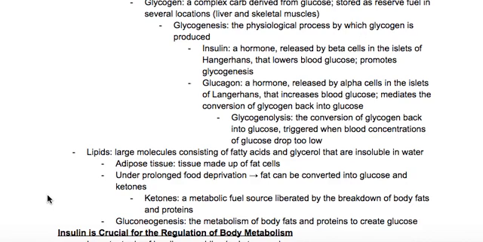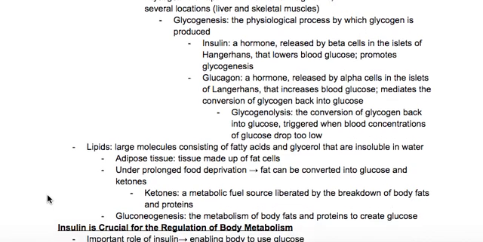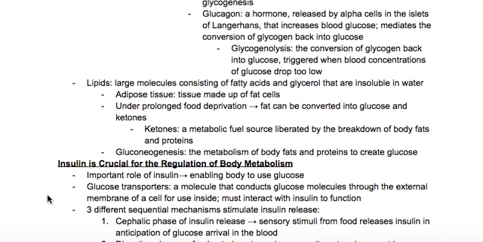Lipids are large molecules that consist of fatty acids and glycerol that are insoluble in water. They mostly make up adipose tissue, and under prolonged food deprivation, this fat can be converted into glucose and ketones. Ketones are just a metabolic fuel source in general. Gluconeogenesis is the process that converts body fats and proteins to create glucose.